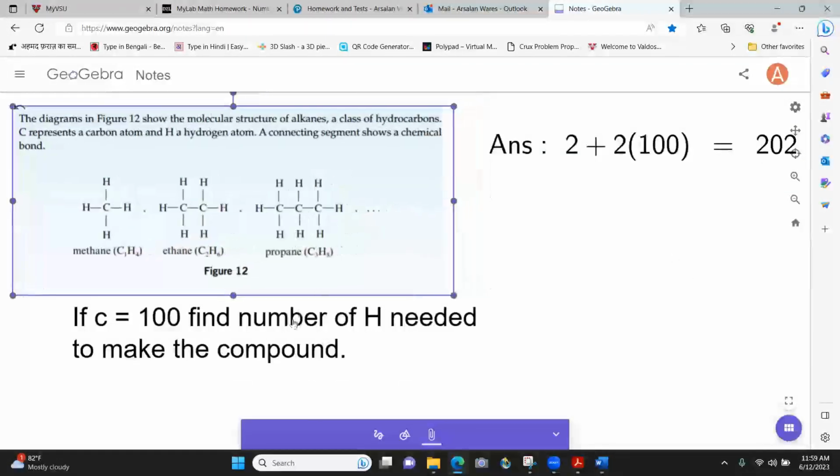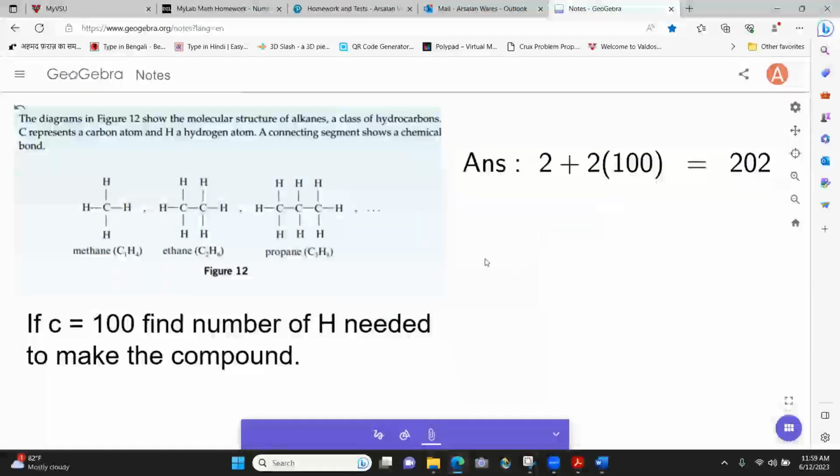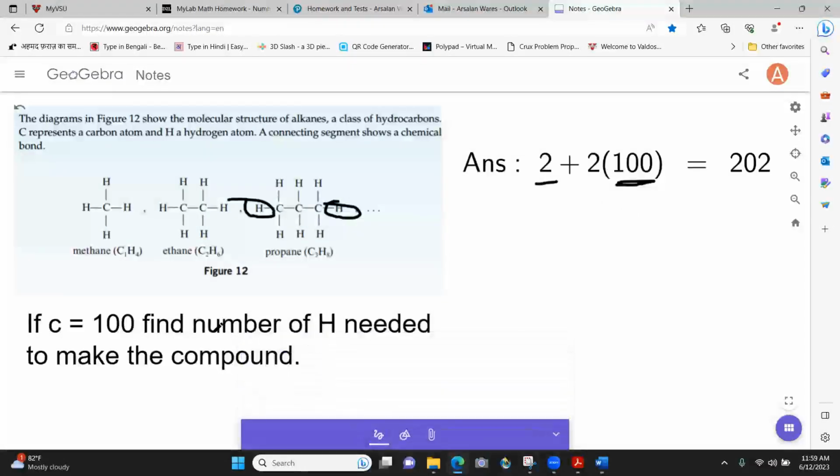So let me put it here. Once again, I have this 2 for the 2 endpoints. It doesn't matter how long your carbon chain is, you'll always have exactly 2. There are 100 Cs. Every C has 1 on top, 1 on the bottom. That's where this 2 is coming from. 2 times 100 is 200. 200 plus 2 is 202. So I hope that helps.